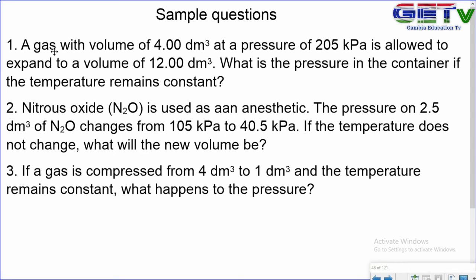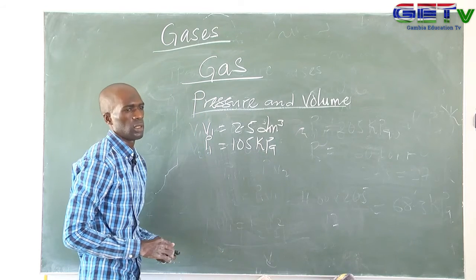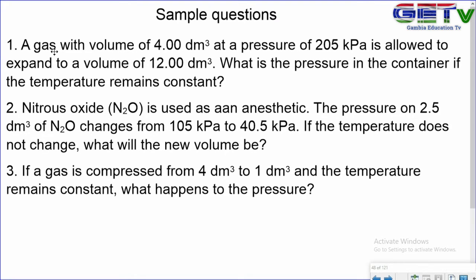The next question reads, nitrous oxide is used as an anesthetic. The pressure on 2.5 cubic decimeter, that's our initial volume, 2.5 cubic decimeter, changes from 105 kilopascal, that is P1, 105 kilopascal, to 40.5 kilopascal. P2 is given as 40.5 kilopascal. If the temperature does not change, what will the new volume be?